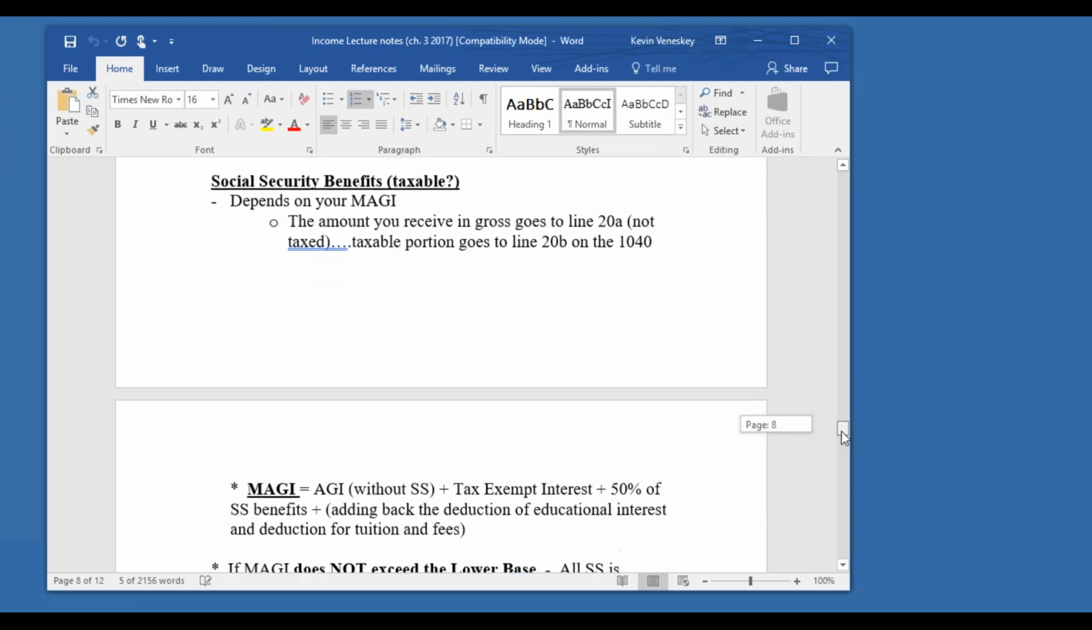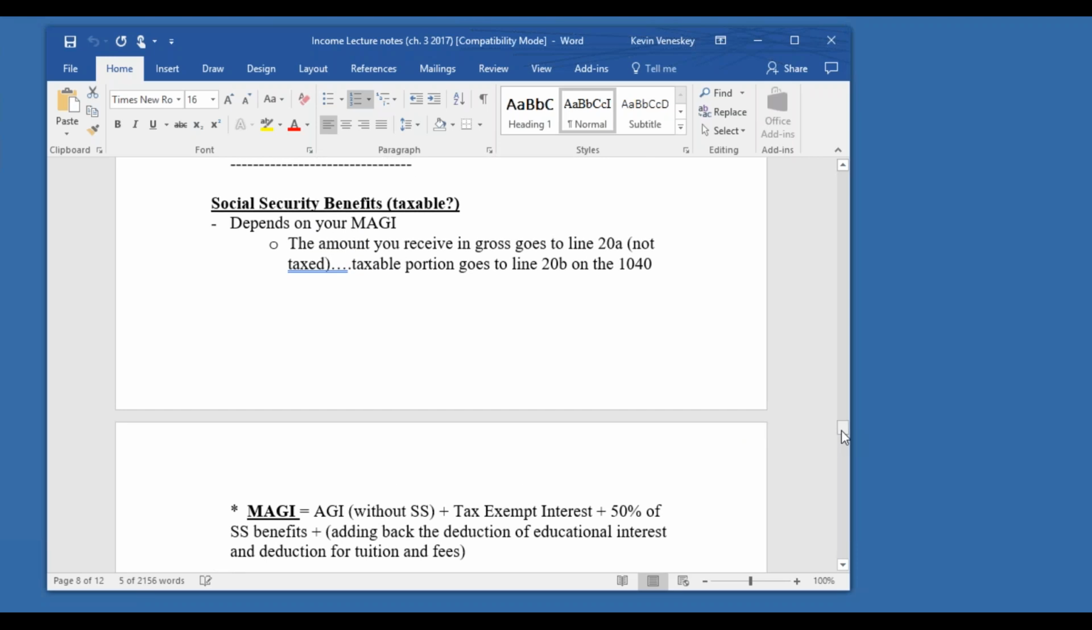Social Security benefits. This is another one that's a maybe. So the state and local tax refunds, that was our first maybe. This is another maybe, but it's a maybe for other reasons. It's a maybe because it all depends on how much other income you have. And it would depend on how much Social Security total you receive as well.